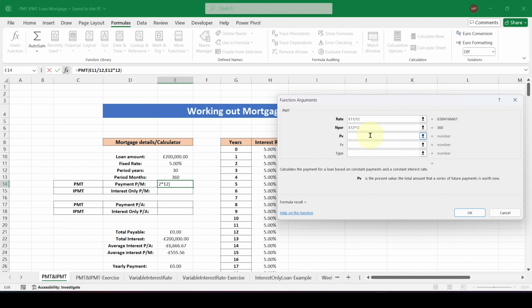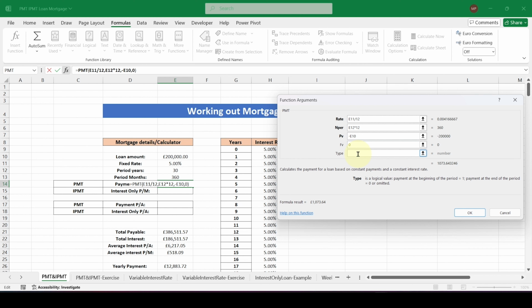The present value of the loan will be negative 200,000 pounds. Why is it negative? Well, this is because it is a cash outflow, so it does need to be negative. The future value of the loan will be zero because at the end of the loan agreement, the loan will be paid off.